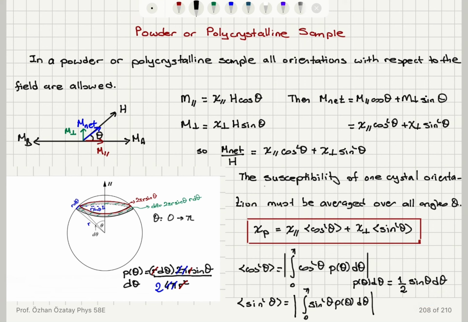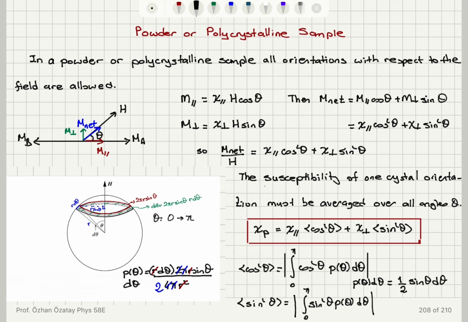Okay, so to summarize, we have looked at the case where we have a magnetic field applied at an arbitrary angle with respect to the A and B sublattice magnetizations. Then we find its longitudinal and transverse components as chi parallel H cosine theta and chi perpendicular H sine theta. The idea is to find the powder susceptibility. The susceptibility in the direction of the magnetic field is basically chi parallel cosine squared theta plus chi perpendicular sine squared theta, but to get the powder susceptibility we have to average over all possible angles.